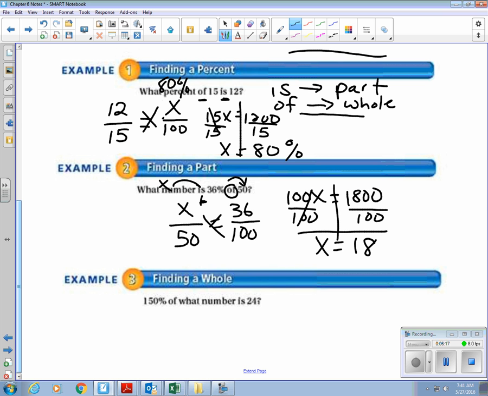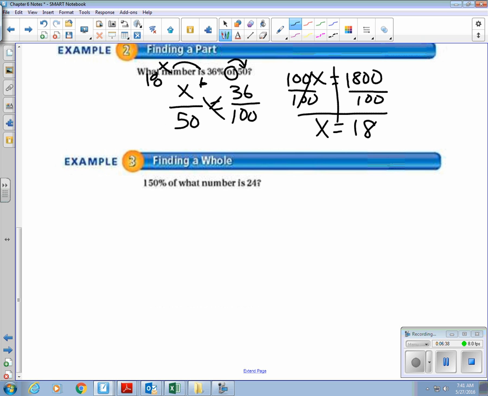Now, what does that 18 mean? Well, we could take that 18 and plug it back in for what number, because that's what we're trying to find. So if I put 18 here, it means 18 is 36% of 50, or the number 18 is worth 36% of the whole amount, which was 50.